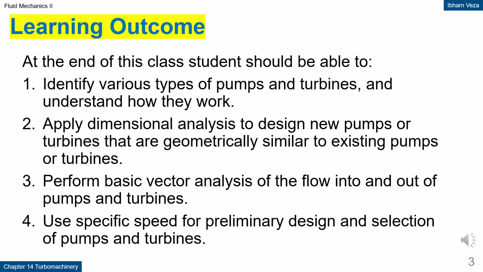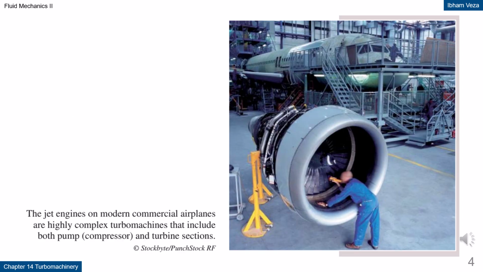Learning outcome. The learning outcomes describe the competencies that should be achieved after completing this chapter. Students are expected to identify various types of pumps and turbines and understand their working principles. In addition, students should be able to use dimensional analysis for designing geometrically similar machines. Vector analysis of inlet and outlet velocities is also an important focus. Finally, the concept of specific speed is used as a basis for preliminary pump and turbine selection.